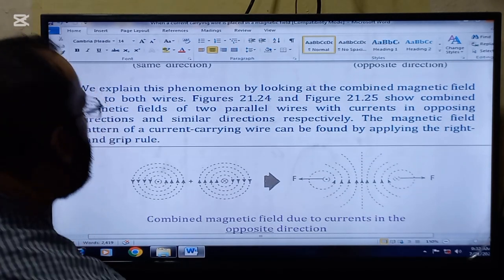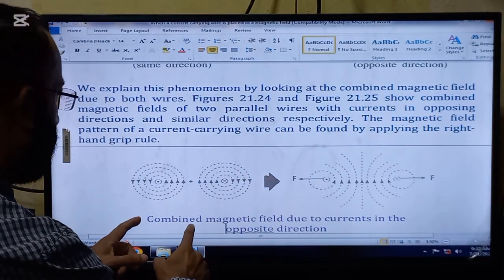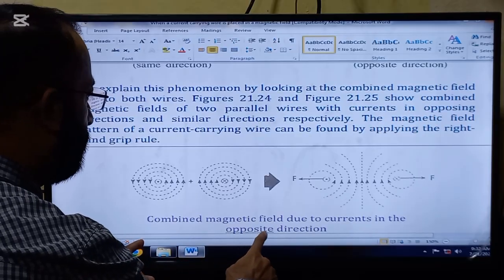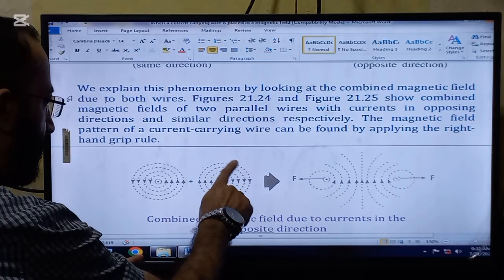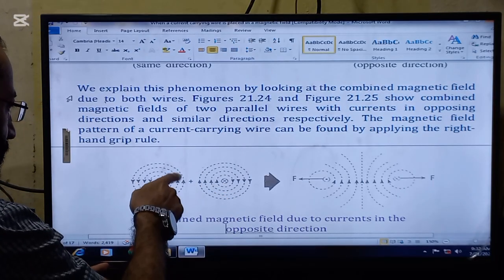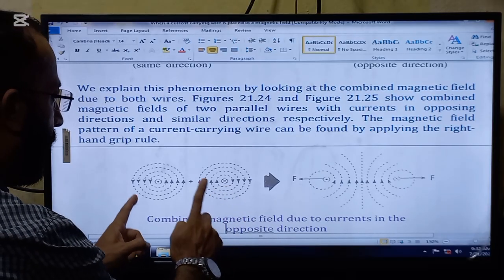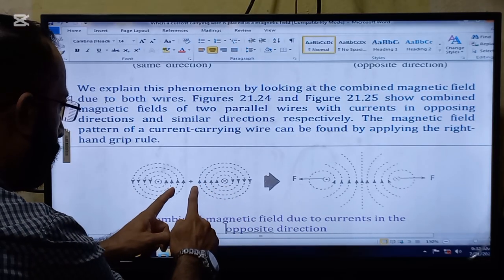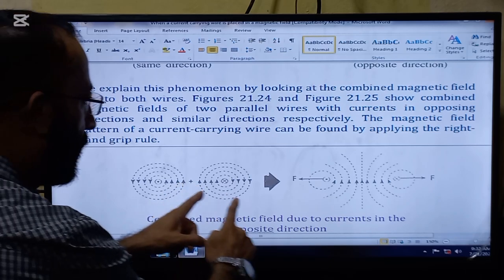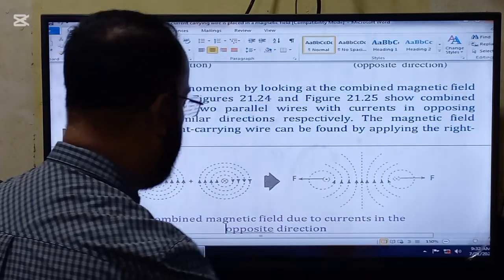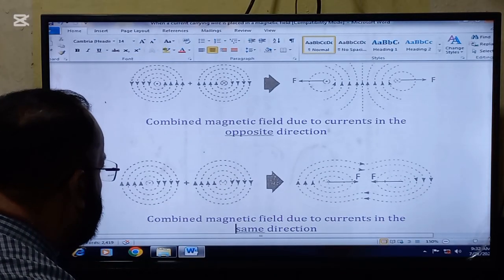We explain this phenomenon by looking at the combined magnetic fields due to both wires. Here you can see the combined magnetic field due to the currents in the opposing direction. One field is in this direction and the second field is in the direction of the current carrying coils, so they are in opposite directions. At this stage, they will repel each other because the currents are flowing in the opposite direction.